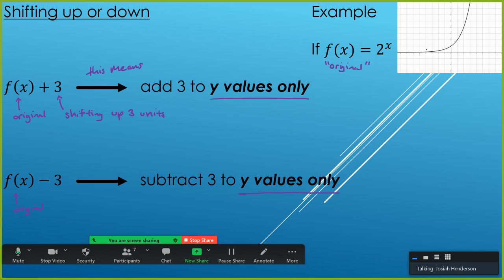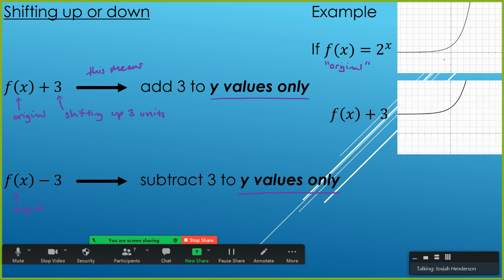We've been working with this a lot, so it's just an easy one to keep as our starting point. So 2 to the x power. Now, if we were to do a transformation of plus 3 to this, f of x plus 3, it's the same exact function, except everything's gone up 3 units from wherever it was before.